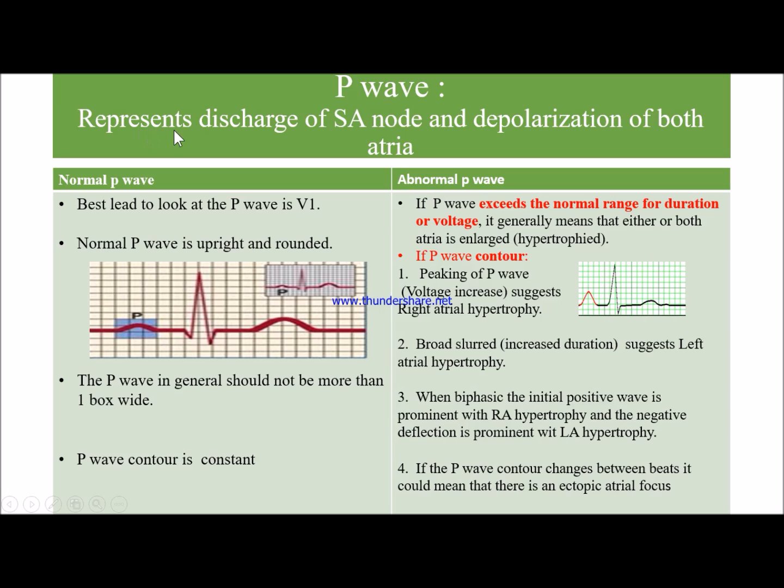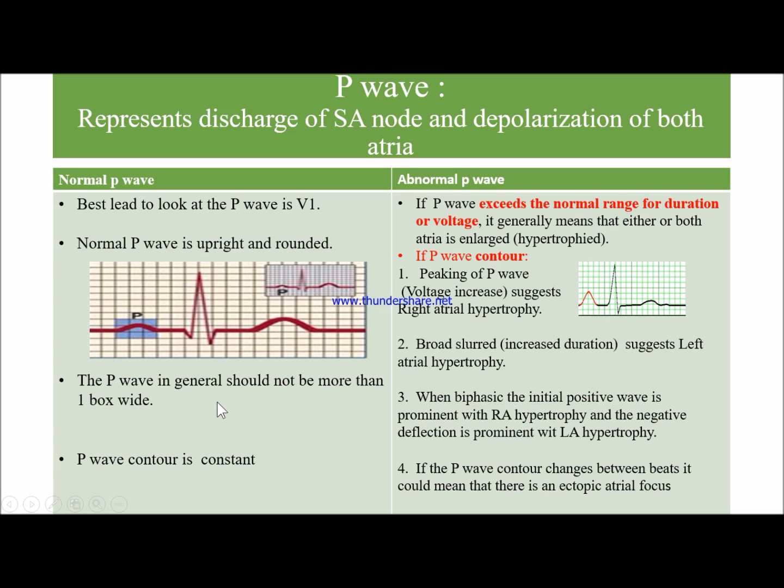The P wave represents the discharge of the SA node and depolarization of both the atria. So what does the P wave represent? It represents the discharge from the sinoatrial node and the depolarization of both atria. We can see some normal P wave and some abnormal P wave changes. The best lead to look at the P wave is lead V1. The normal P wave is always upright and rounded. In general it should not be more than one large box wide. The P wave contour should be constant. It should not be sawtooth type.